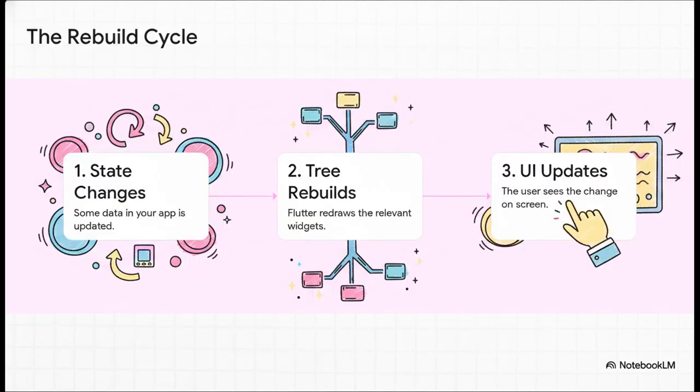So think of it like this super simple cycle. Step 1, some state changes. Step 2, Flutter looks at its blueprint, the widget tree, and rebuilds what it needs to. And step 3, those new changes get painted onto the screen. The whole key to performance? Making sure that step 2 is as tiny and as efficient as humanly possible.